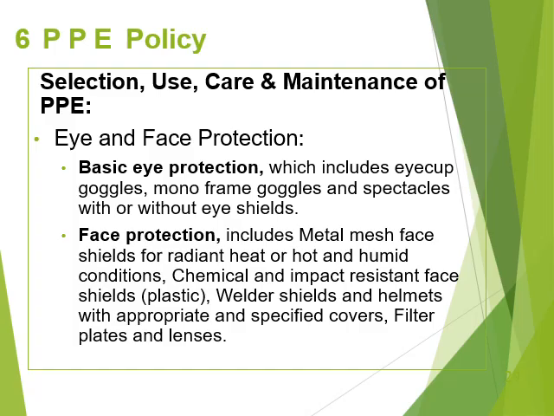The two types of eye protection are basic eye protection, which include eye cup goggles, monoframe goggles, and spectacles with or without eye shields. Face protection. This type includes metal mesh face shields for radiant heat or hot and humid conditions, chemical and impact resistant face shields, plastic, welder shields and helmets with appropriate and specified covers, and filter plates and lenses.